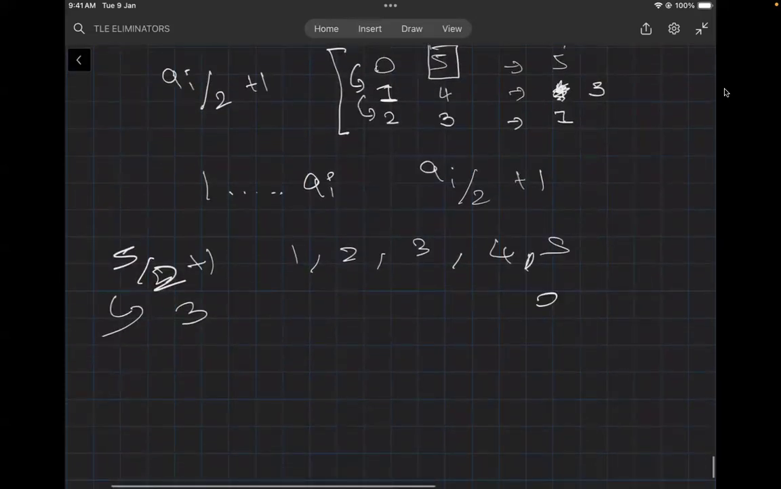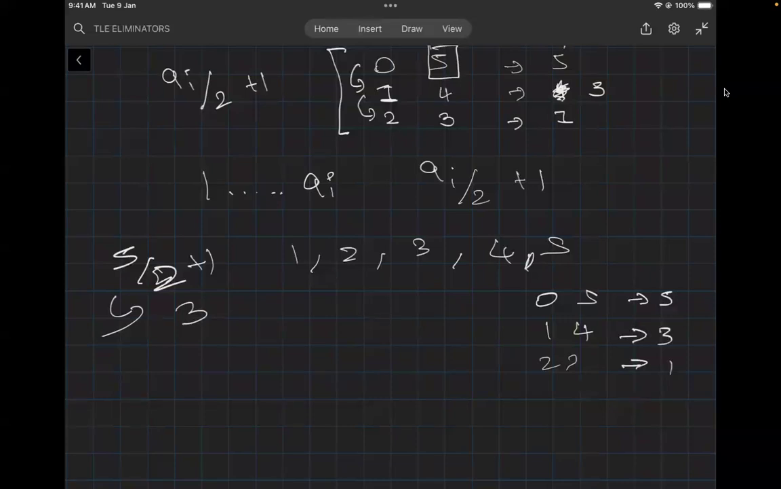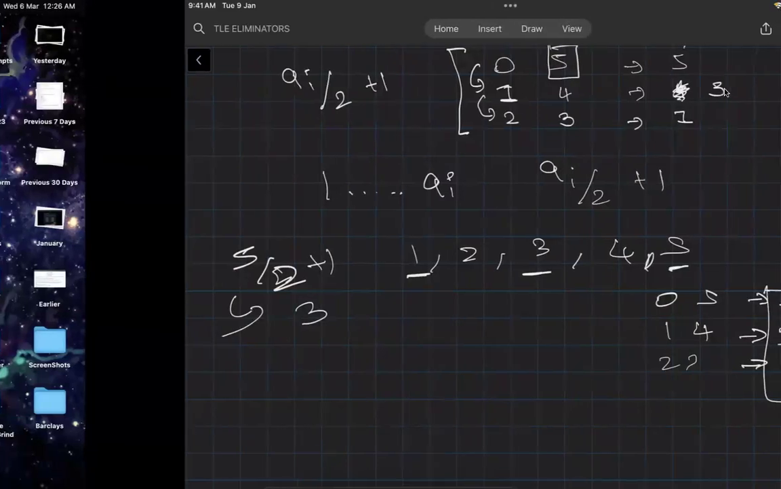And if you look at this, it is 0, 5, 1, 4, 2, 3. So 5, 3, 1. So this is always going to be odd, okay? And it is always going to take all the odd numbers from 1, 3, 5. And similarly, you can prove it for 4. So since this is clear, let's move on to the code.